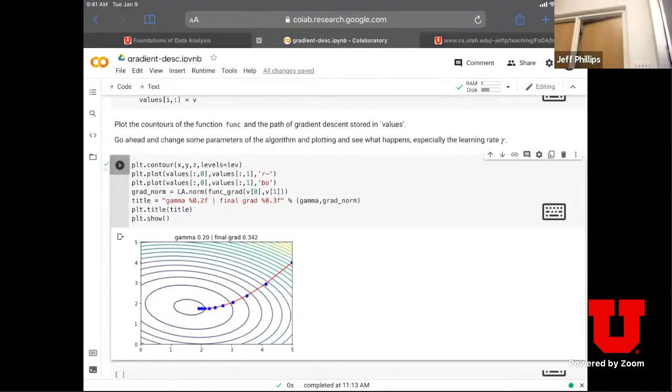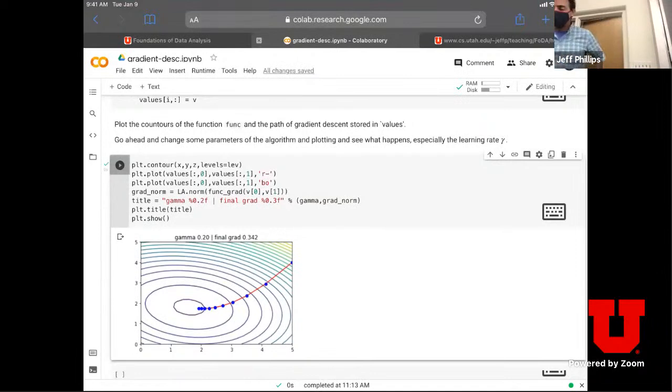And here's the plot. I started at x equals 5, y equals 4 up here in the corner, and I'm coming down towards the minimum, which is right inside all of those circles there. So how do you think this did?